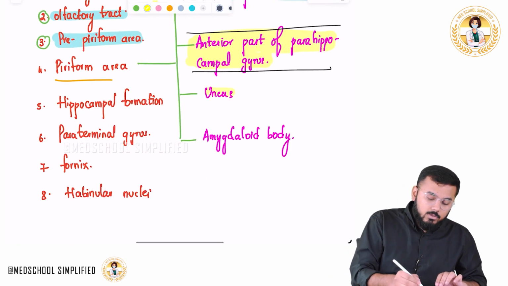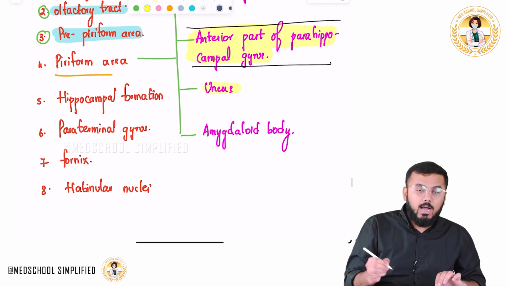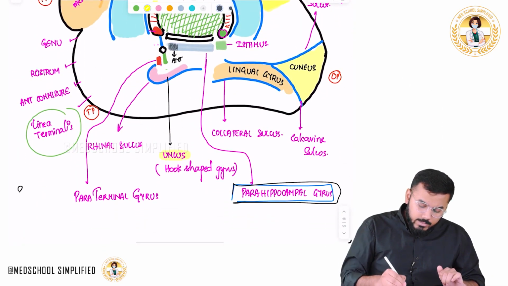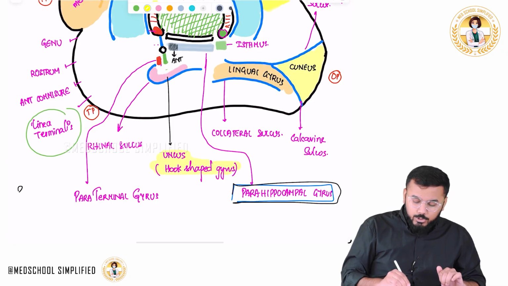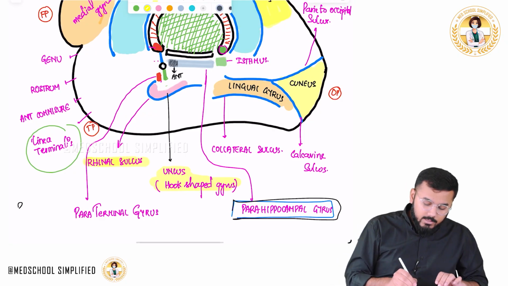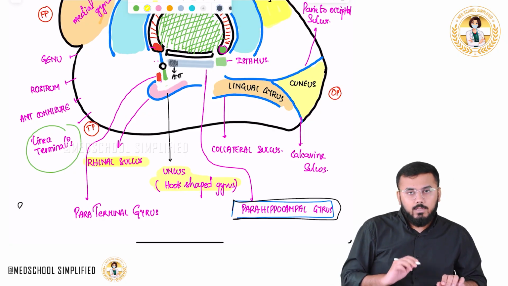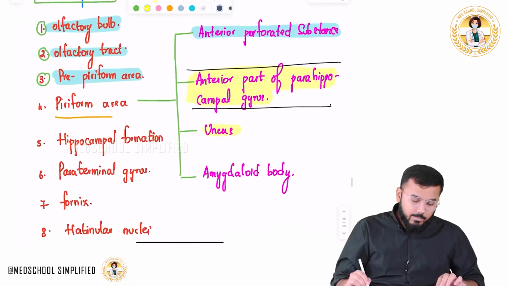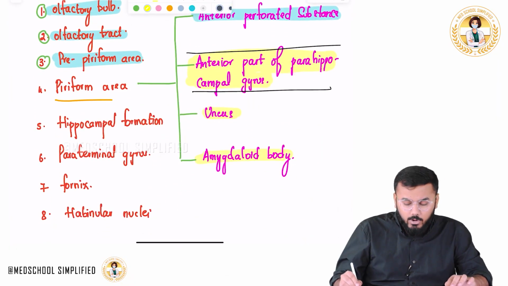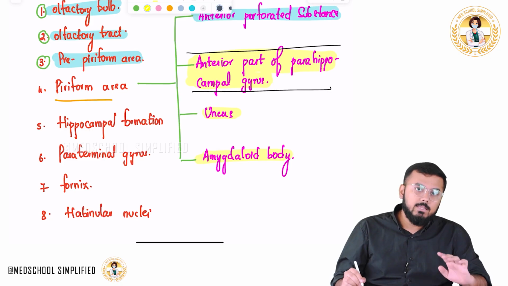After that, we have to come across the next important gyrus, that is your uncus. Where is this uncus located? You see, a hook-shaped gyrus is called the uncus. It is located within the rhinal sulcus. So this is one part. The next important part over here is the amygdaloid body. Where do we get this amygdaloid body, by the way?